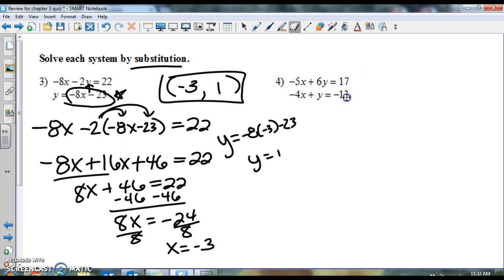The only difference for number 4 is you need to put this one, the bottom one, in slope-intercept form. So all you do is add 4x to both sides, then you take that answer and plug it in for y. You're going to do that one on your own. You can do it. I don't need to do it with you.